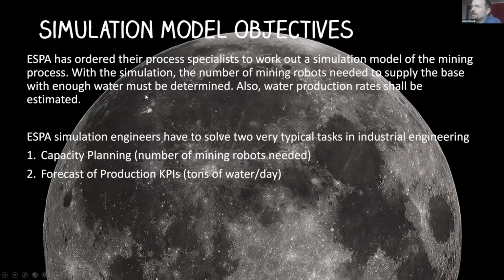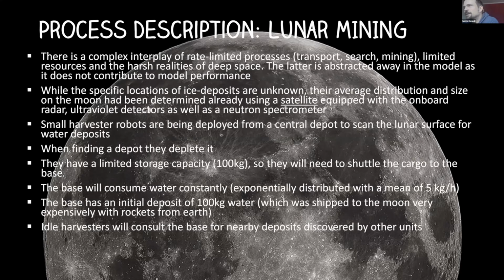The idea is that in this process, there's some kind of base, and the base must be supplied with water. What they want as an outcome is some capacity planning. We want to know how many robots we need to gather water ice. We also want some forecast about production KPIs. So how much water would we produce with such a setting per day? To work out this example, it's all made up. I just took the Lunar Ice Challenge from NASA as a source of inspiration. But I thought, okay, what are realistic assumptions about the process? That's what I came up with here.